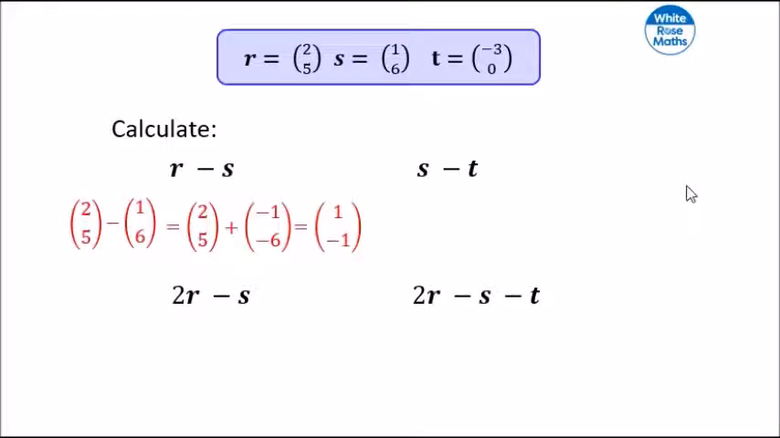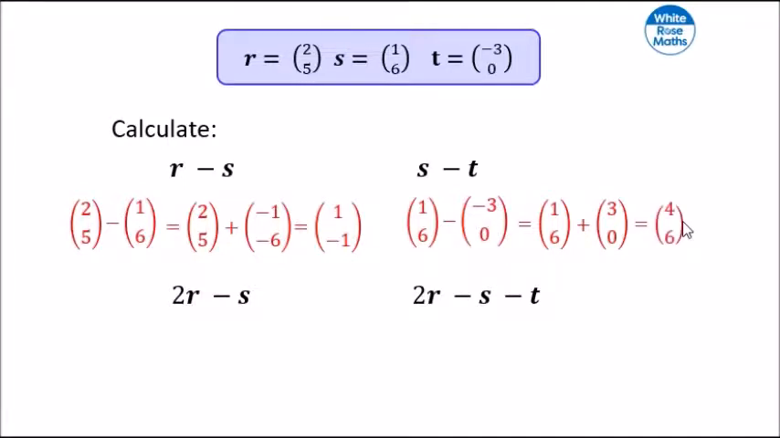s minus t, in a similar way, is 1, 6, take away minus 3, 0. The nice thing about doing it this way is instead of having to think about taking away minus 3, we can change this to mean the opposite of 3 to the left. The opposite of 3 to the left is 3 to the right. So this is the same as adding the vector 3 to the right. Thinking about this negative between the two as doing the opposite of the next vector is really helpful to get the vector 4, 6 in total.